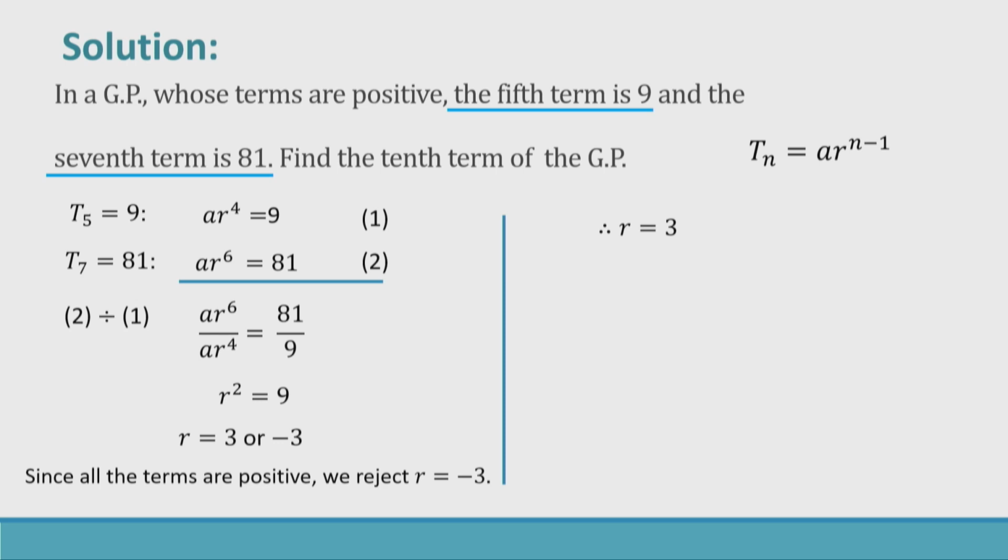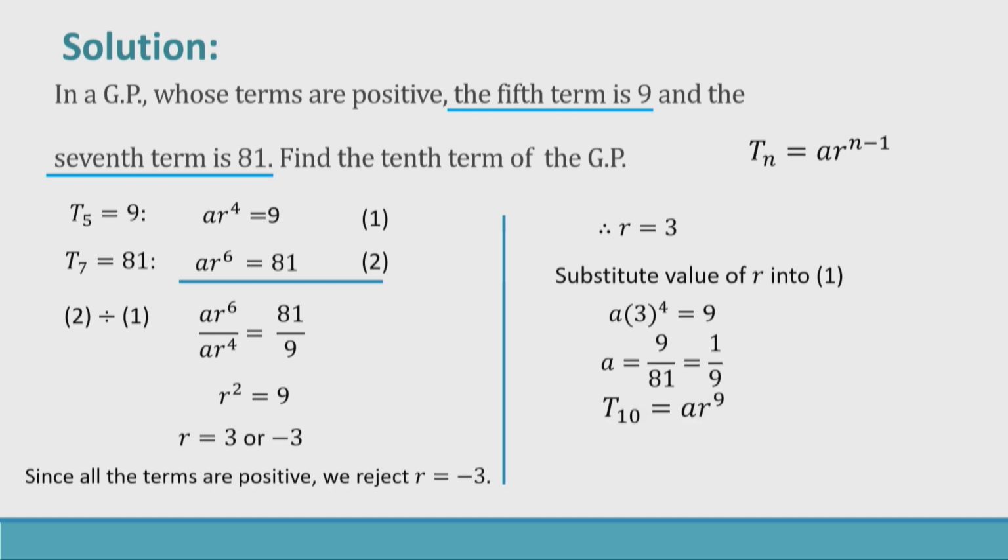Now we substitute the value of R into equation 1. So A times 3 to the power of 4 equal to 9. A will be equal to 9 over 81, which is 1 over 9. And I have been asked to find the 10th term. So T10 will be AR power 9, replacing A by 1 over 9 and R by 3. I get T10 to be equal to 187.